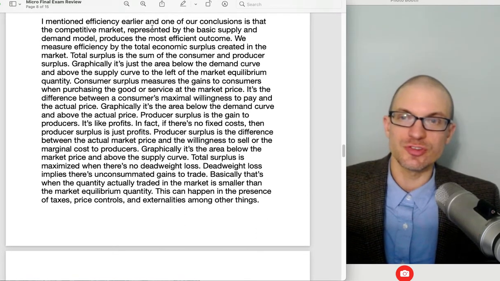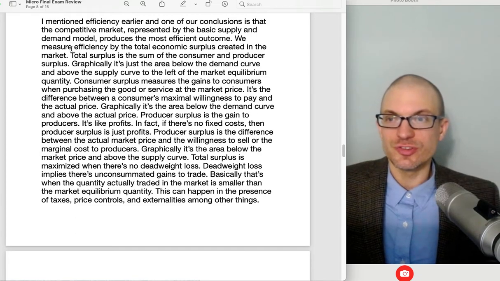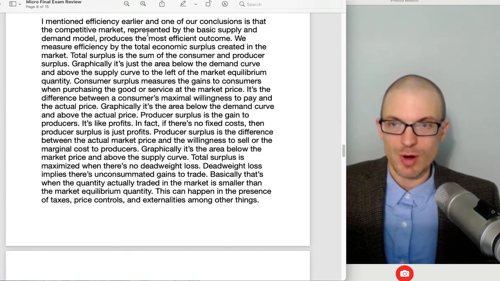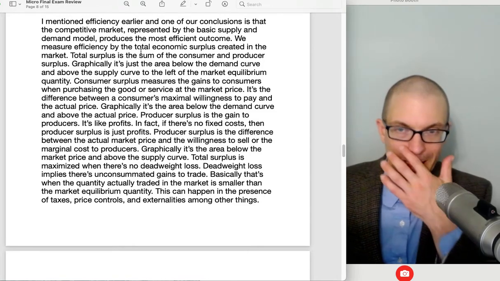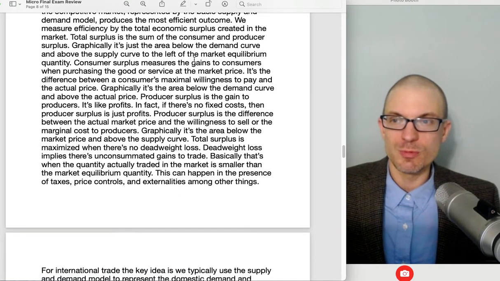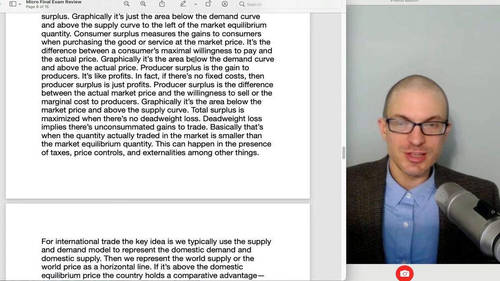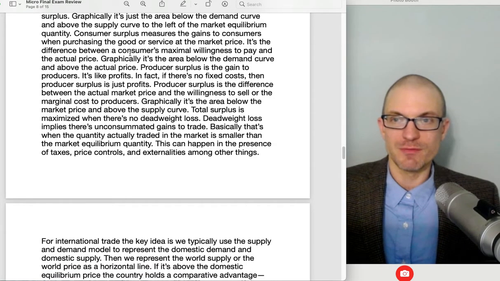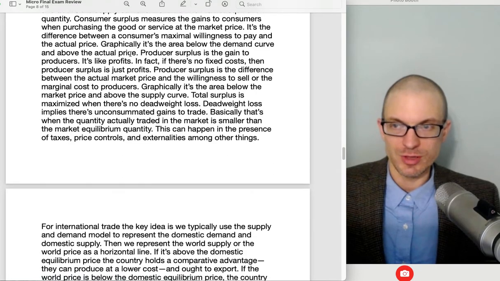Okay, I mentioned efficiency earlier. One of our conclusions is that the competitive market, represented by basic supply and demand, produces the most efficient outcome. We measure efficiency by the total economic surplus created in the market. So total surplus is just the sum of consumer and producer surplus. Graphically, it's the area below the demand curve and above the supply curve to the left of the market equilibrium.